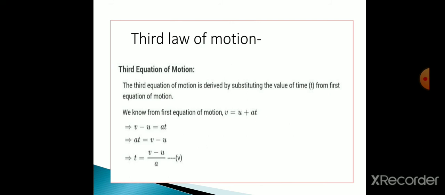Coming to the third law of motion, the third equation of motion is derived by substituting the value of time from the first equation of motion. We know from the first equation of motion v is equivalent to u plus at, so v minus u is equivalent to at, or t is equivalent to v minus u divided by a.